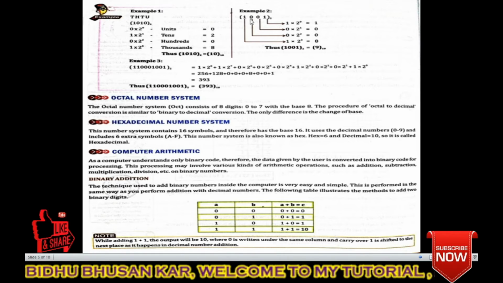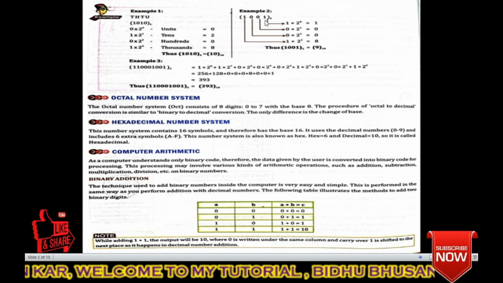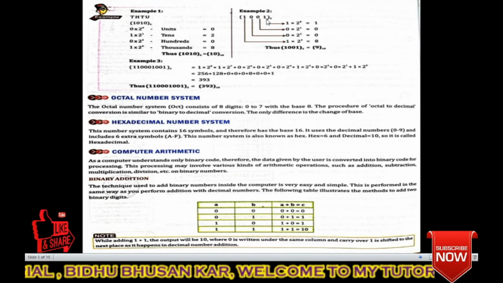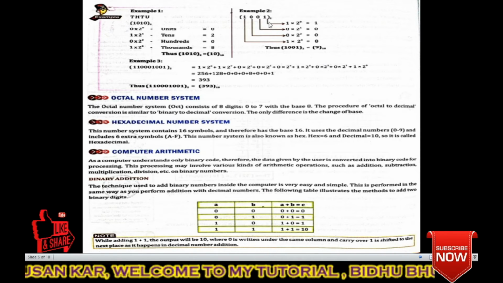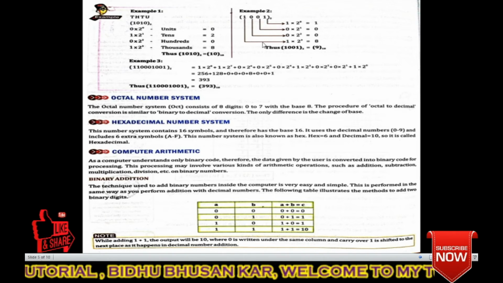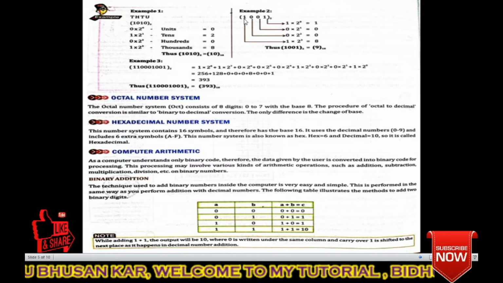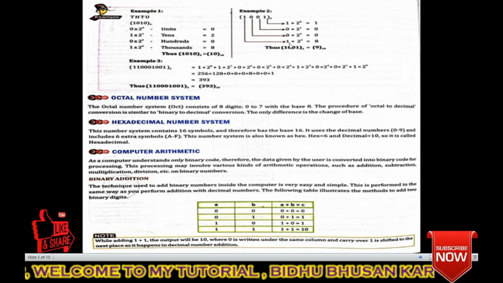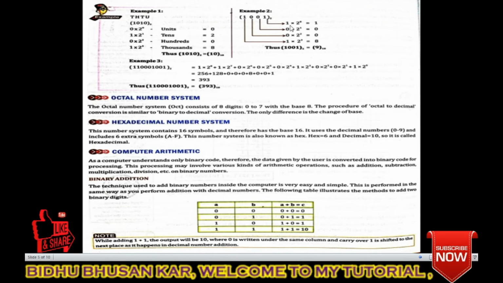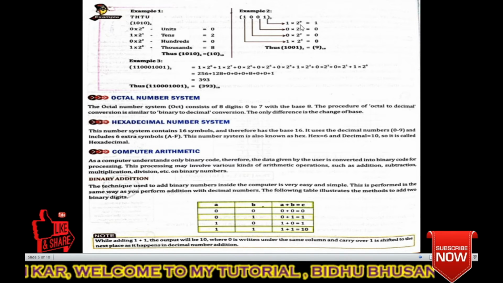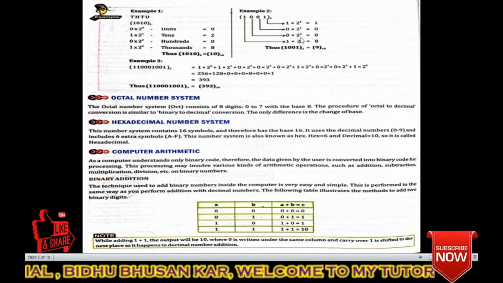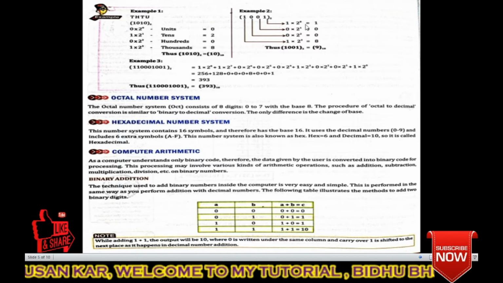See, 1 0 0 1. Here it is base 2. See here the unit place is 1, then 10 place is 0, then 100 place is 0, then 1000 place is 1. So what will we do? We will count from here. 1 into 2 to the power 0, then 0 into 2 to the power, we will increase 0, 1, 2, 3 like this. Then we will multiply.